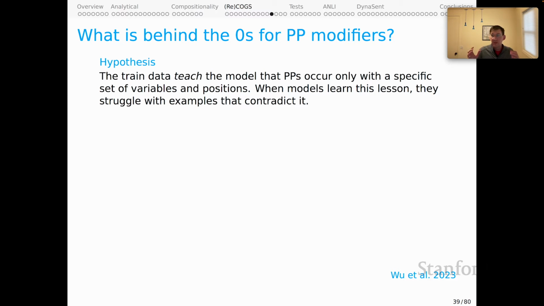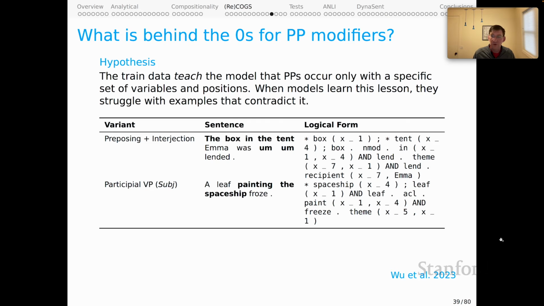Every experience that these models have with these PP modifiers suggests that they have a very limited distribution. And then at generalization time, we confront them with the fact that that distribution was misleading. I think that poses some pretty deep questions about what's fair in terms of posing a compositional generalization task, but at the same time we have diagnosed, I think, why we have all those zeros.